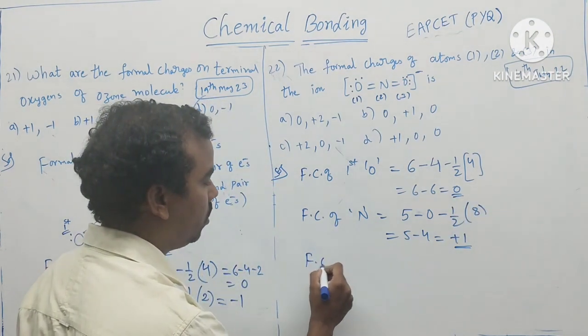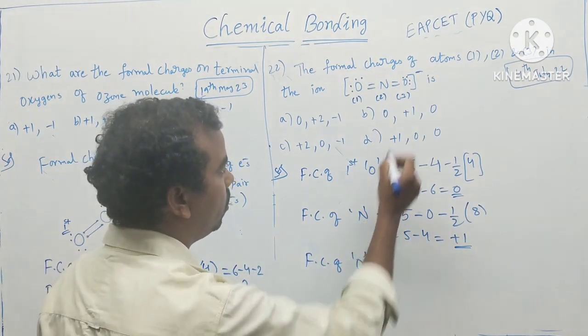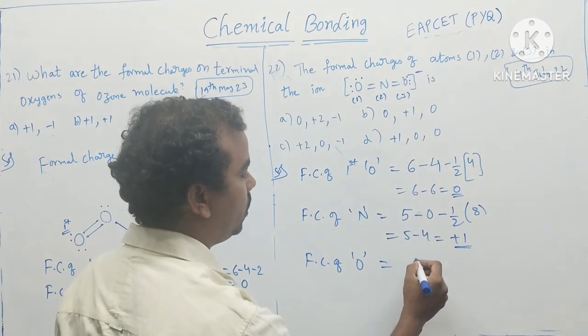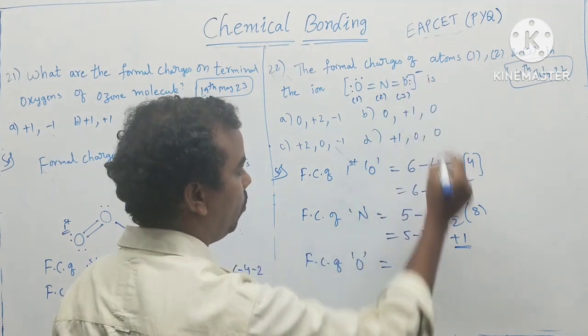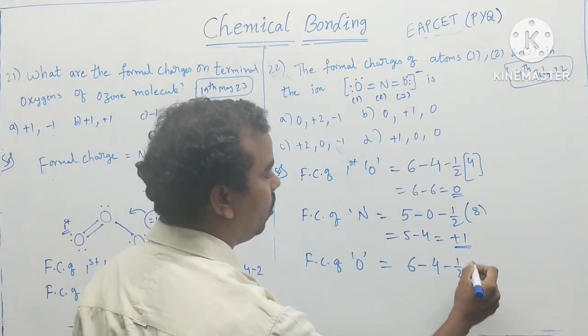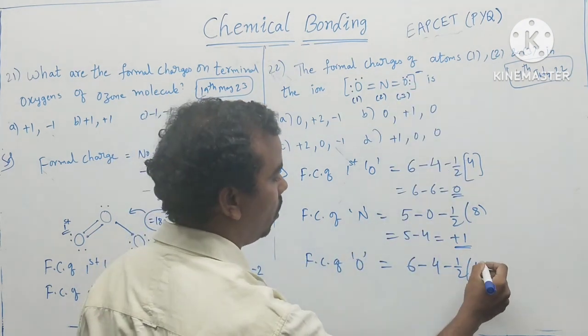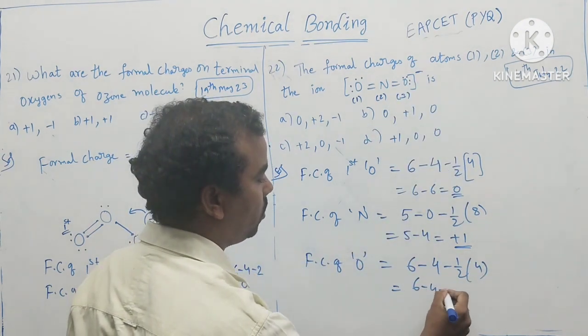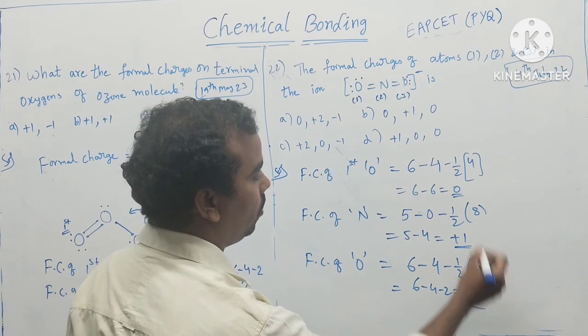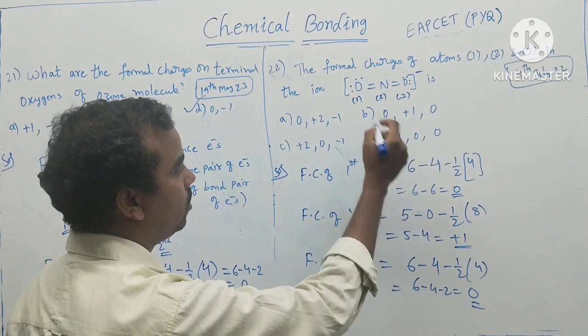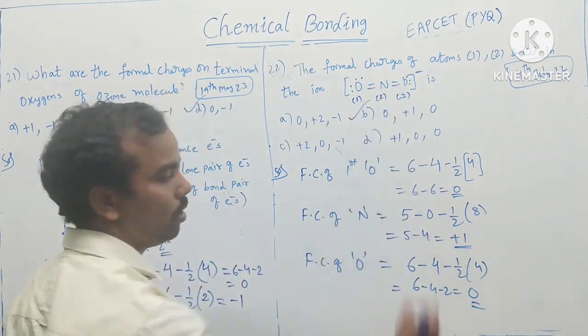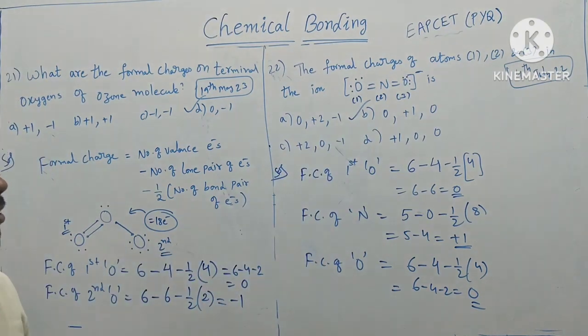So next, the formal charge of this oxygen. Same: 6 valence electrons minus the number of lone pair electrons 4, minus half into the number of bond pair electrons 4. So 6 minus 4 minus 2, 0. So the answer is 0, plus 1, 0. So option B. So not this.